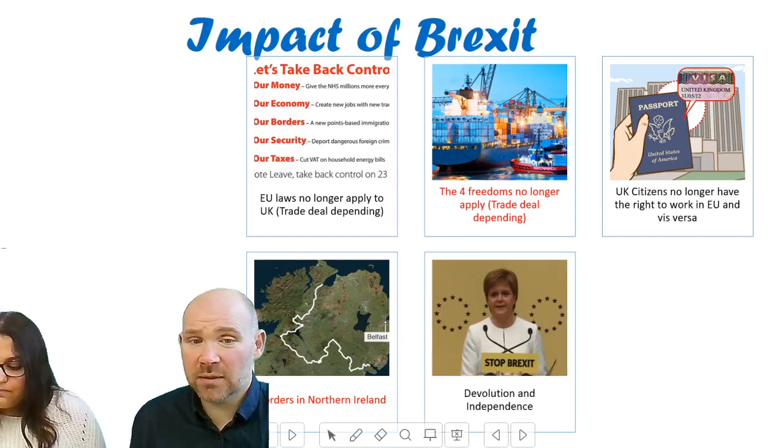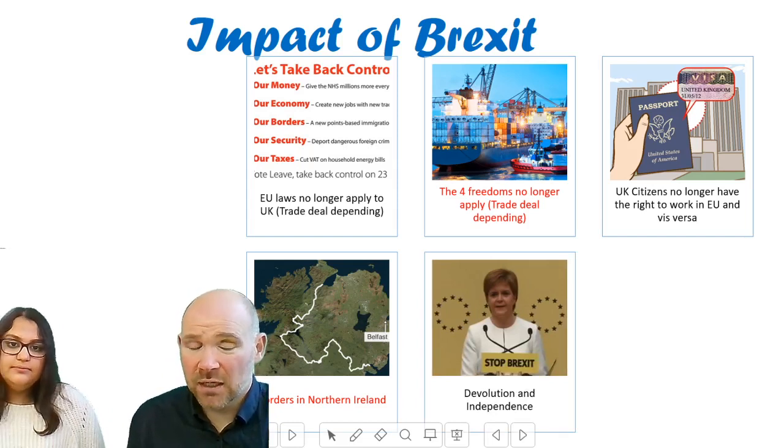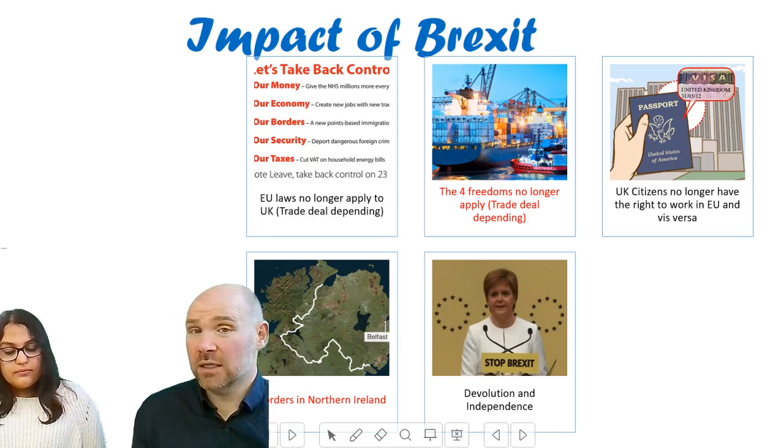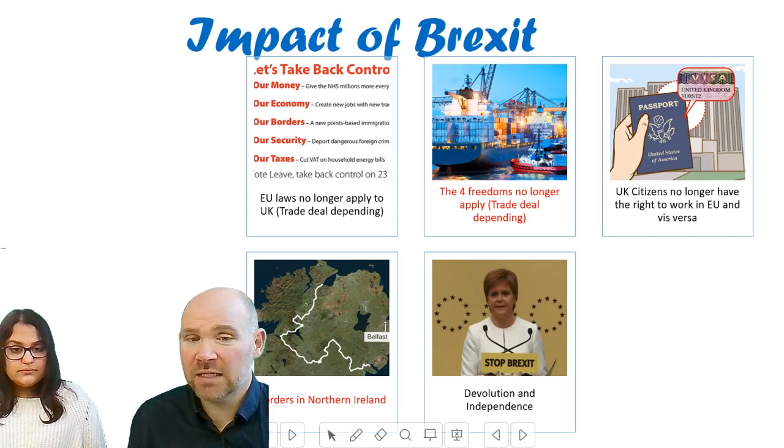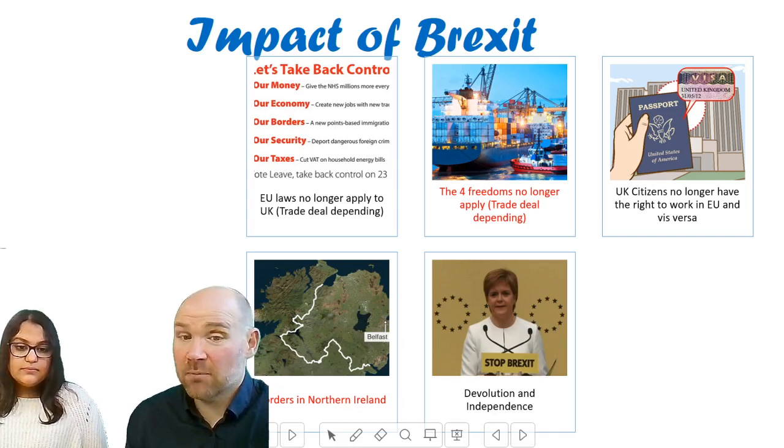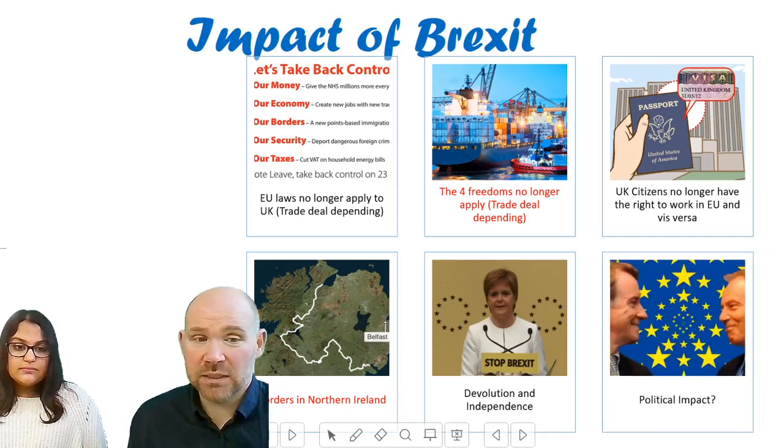Devolution and Scottish independence. This was in the news today when we're filming this video: the SNP have said, well, Scotland voted to stay in the EU, so why should we be taken out of the EU against our will? So the case for another independence referendum has become far stronger, and it may well happen, although at the moment Boris Johnson is saying no.